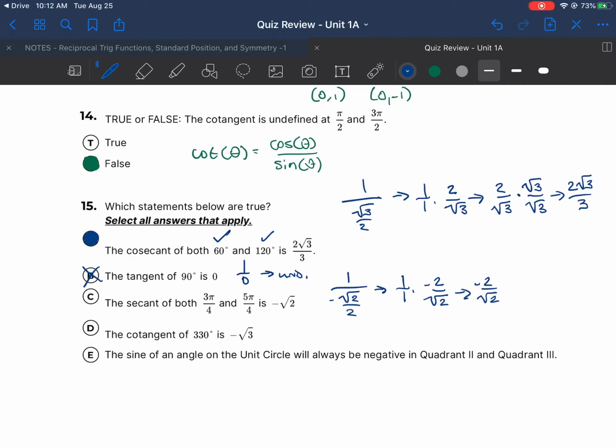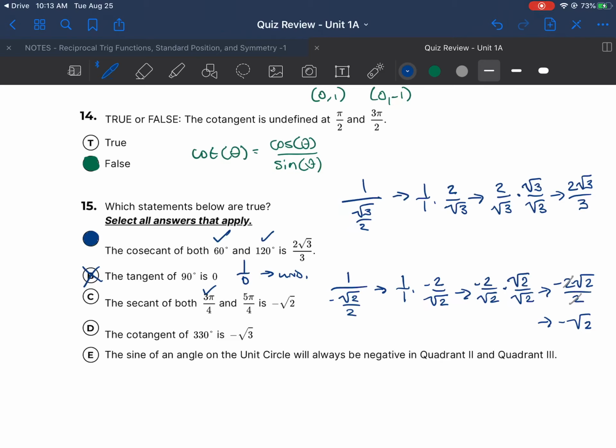Again, we don't want square roots in the denominator. Let's go ahead and multiply both the numerator and denominator by the square root of 2. And this is going to give us negative 2 root 2 over 2. But one last thing, we notice that the 2's can reduce. So this simply gives us negative square root of 2. So for 3 pi over 4, this is definitely a true statement.